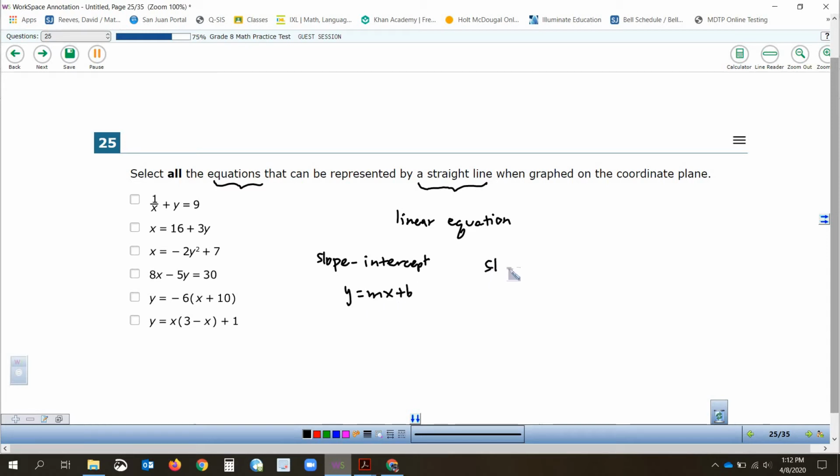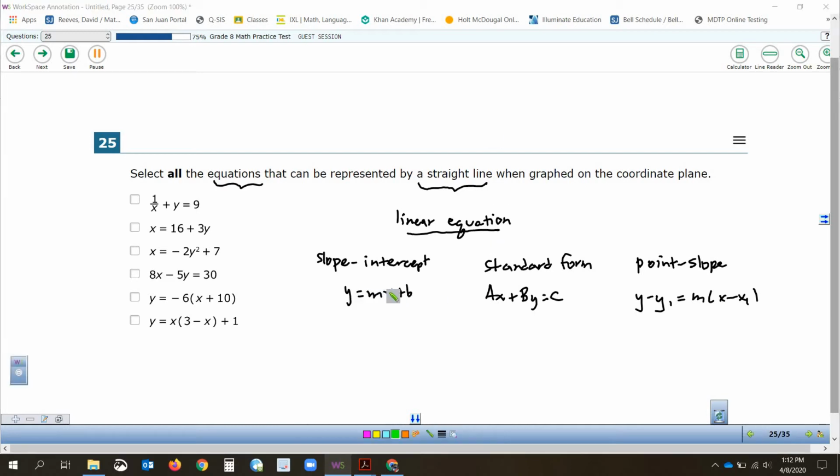There's also another form called standard form, which is capital AX plus capital BY equals capital C. And you may also have studied point slope form, which is y minus y1 equals m times the quantity of x minus x1. And these are all types of linear equations. If you look at what they have in common, they have an x and a y with no exponents, and they're not in the numerator.